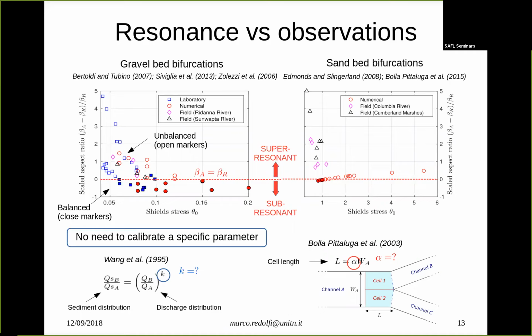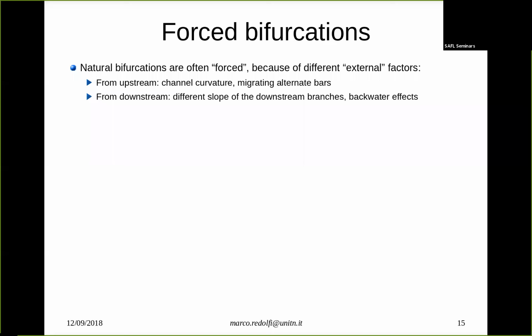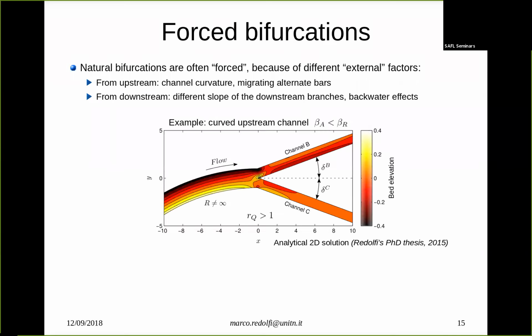But, and here I move to the second part of the presentation, we cannot forget that natural bifurcations are not symmetric and free like the ones in the experiments, but are always, I would say, forced by different external factors, from upstream, like channel curvature or migrating alternate bars, or from downstream, like different slopes, backwater effects, etc. What's the effect of something upstream or downstream?